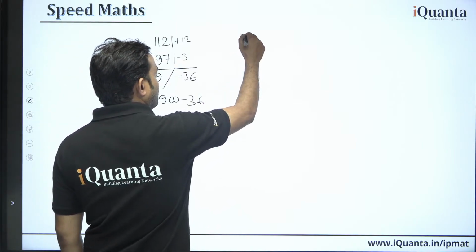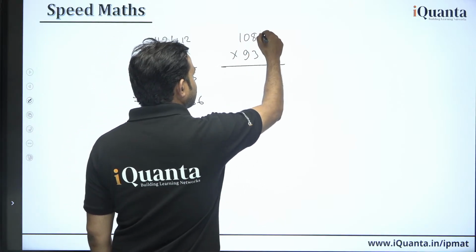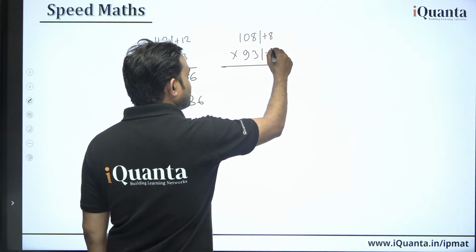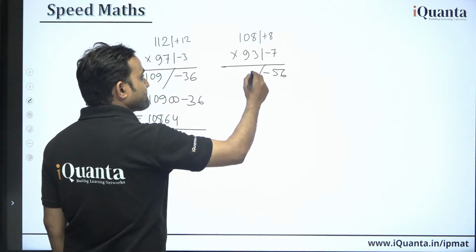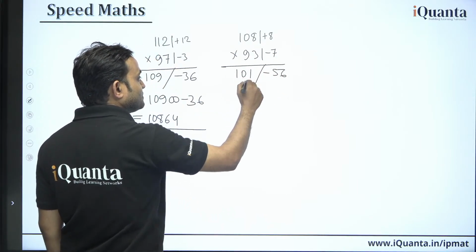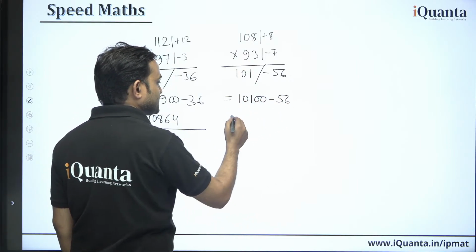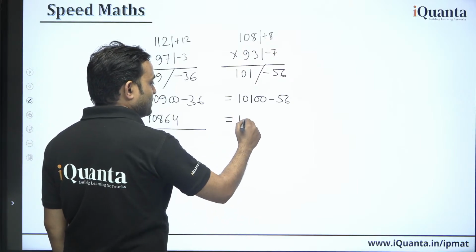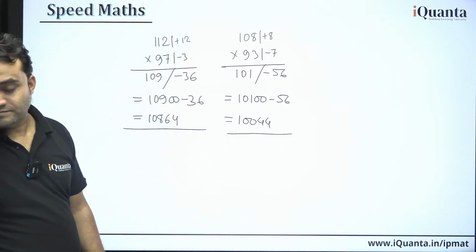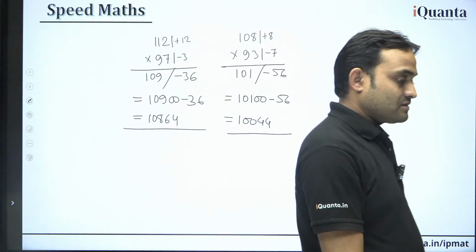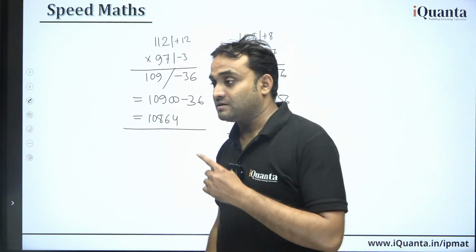Like 108 into 93. In that case, surplus is plus 8. In this case, surplus is minus 7. 8 into minus 7 is minus 56. 108 minus 7 is 101. So, this will be equal to 10100 minus 56, which is equal to 10044. Okay. So, this is the third type of calculation when numbers are close to 100.